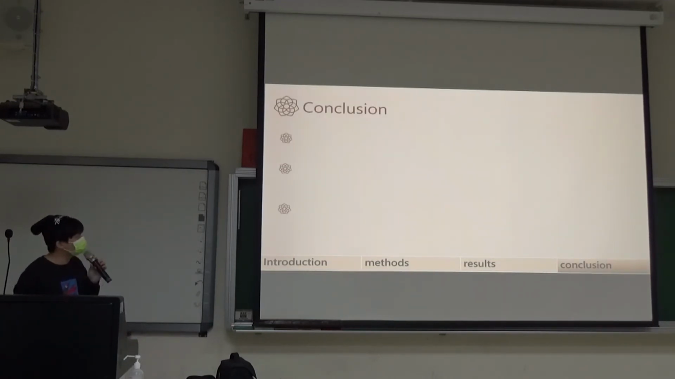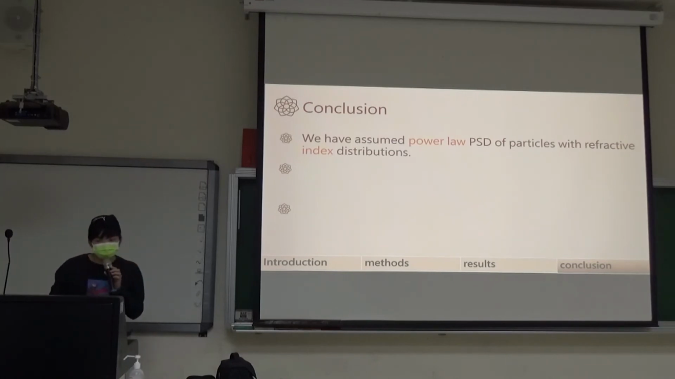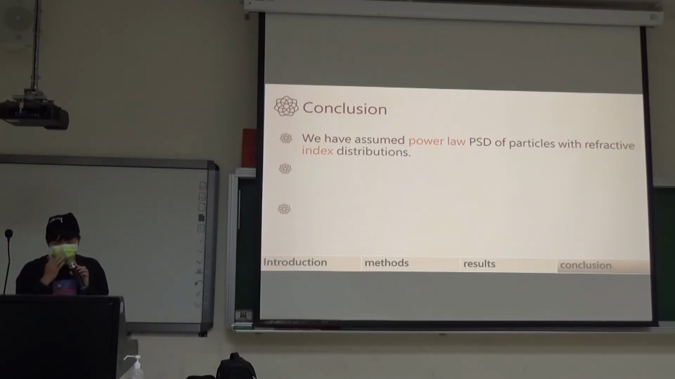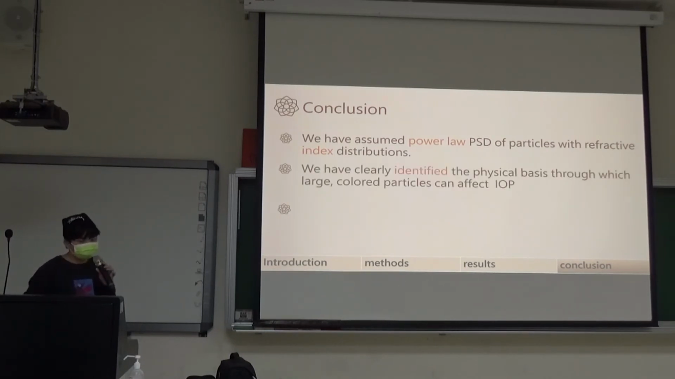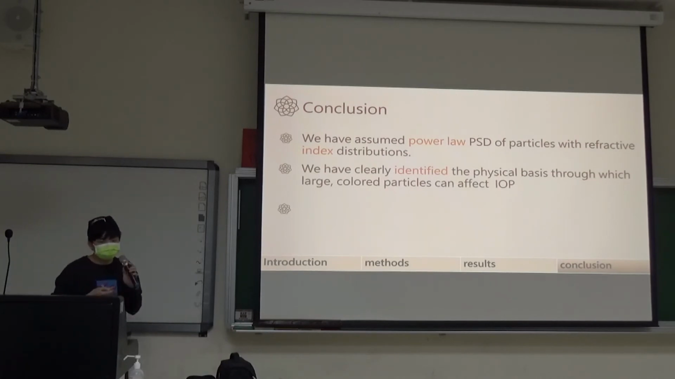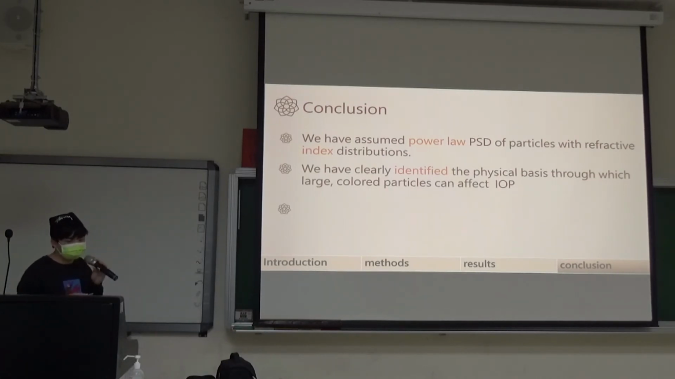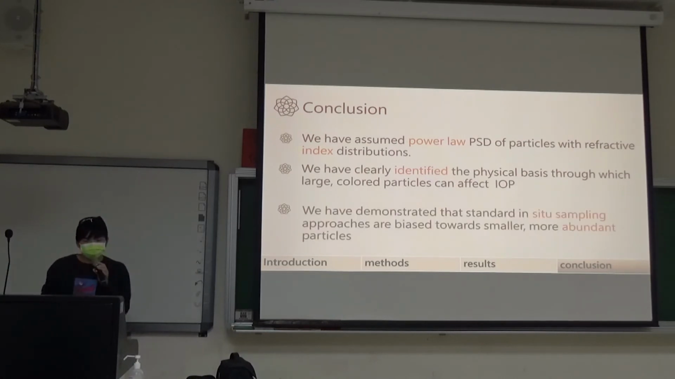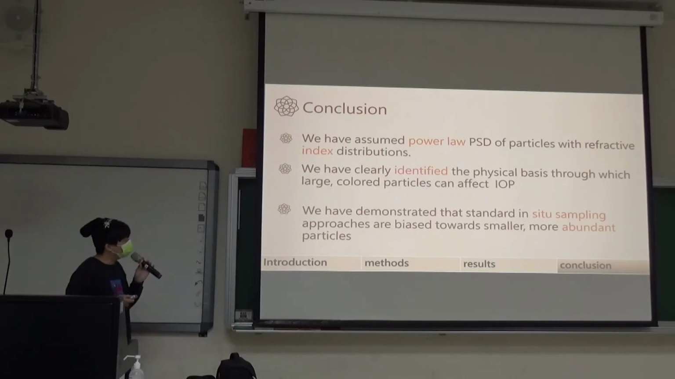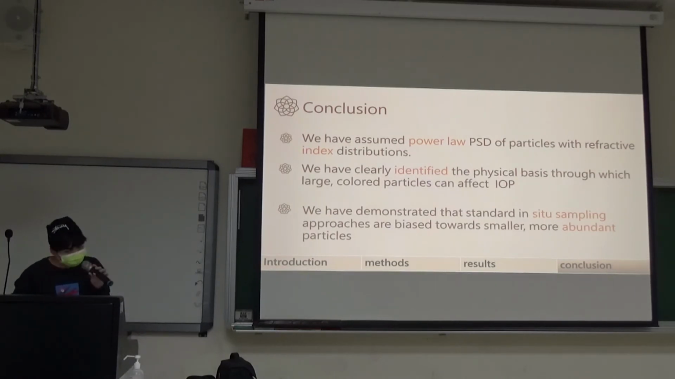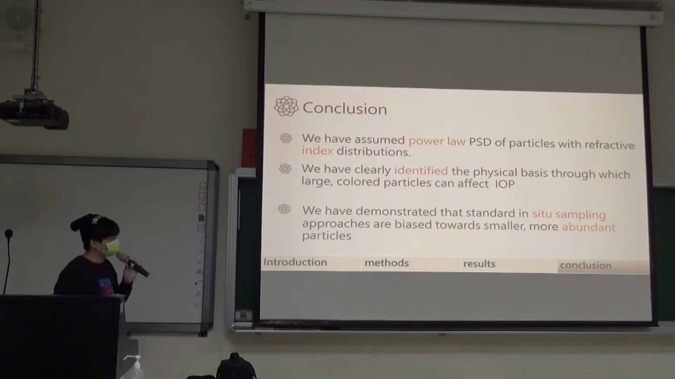So to our conclusion, we have assumed the PSD of particles with refractive index Ni distributions, and we have clearly identified the physical basis through which large particles can affect IOP. And we have demonstrated that standard in situ sampling approaches are biased towards smaller, more abundant particles. So, thank you.